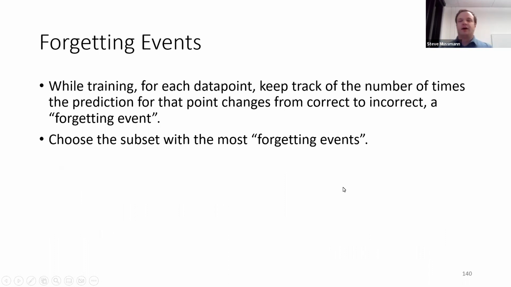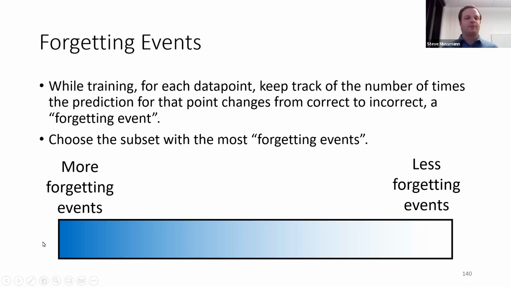So forgetting events, like I mentioned, just one slide of background, is a method we saw in the previous slides where, while training, for each data point we keep track of the number of times the prediction for a point changes from correct to incorrect, which is called by the original paper a forgetting event. And then we choose the subset with the most forgetting events. In other words, if we were to rank the data, where on the left we put the data points with the most forgetting events, and on the right the points with the least, we can pick a threshold and pick those points that have the most forgetting events. These are roughly the points that over the course of training an entire model, the prediction changed quite a bit. It went from correct to incorrect, et cetera. So maybe something like the hard points.